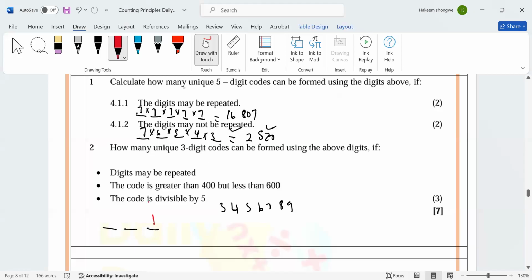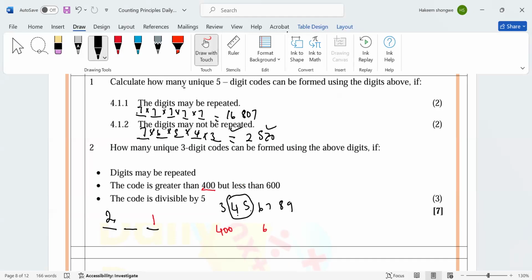Next, they say the code should be greater than 400, but it should be less than 600. That means the values I can choose for the first digit cannot include 6. So the only 2 numbers that can occupy that space are 4 and 5. So we put 2 here.